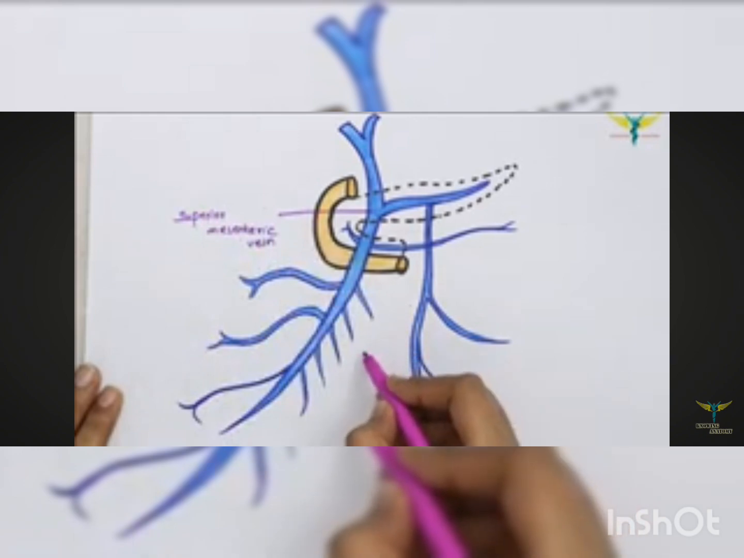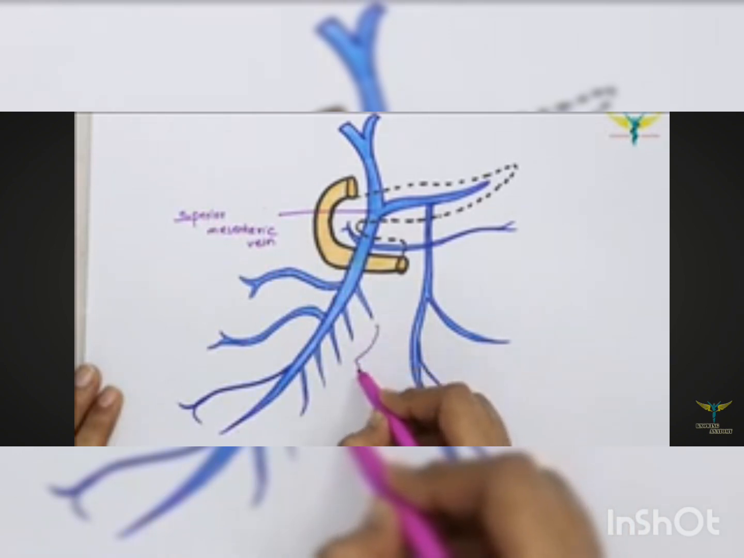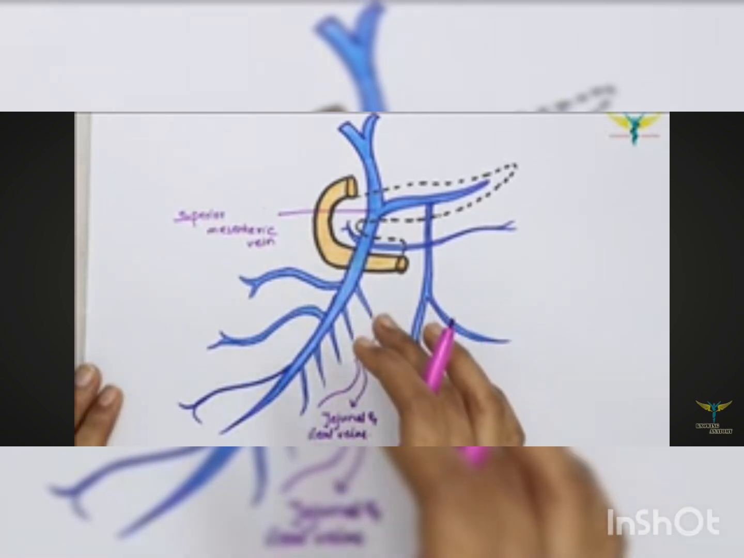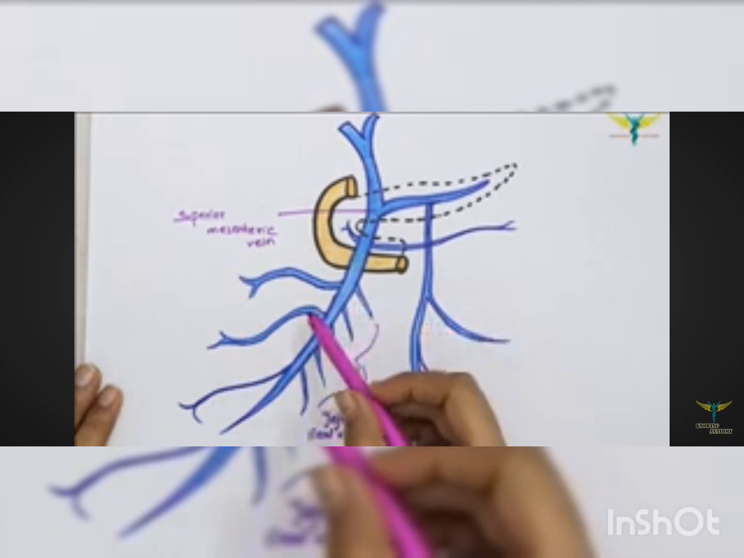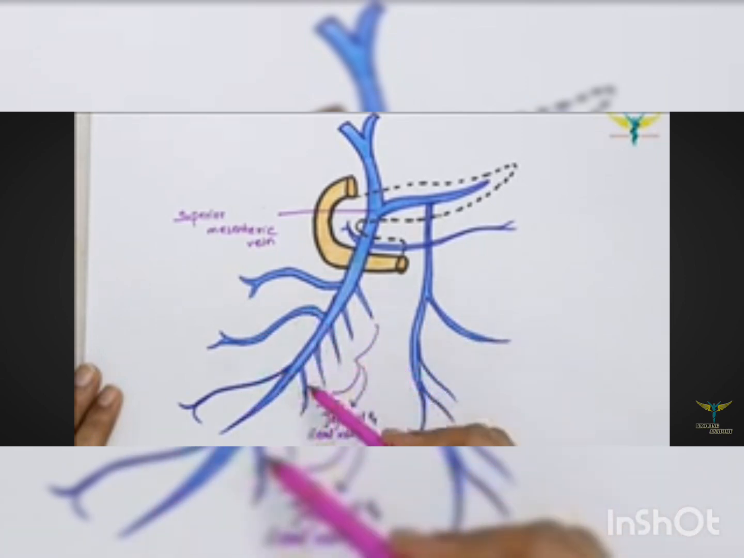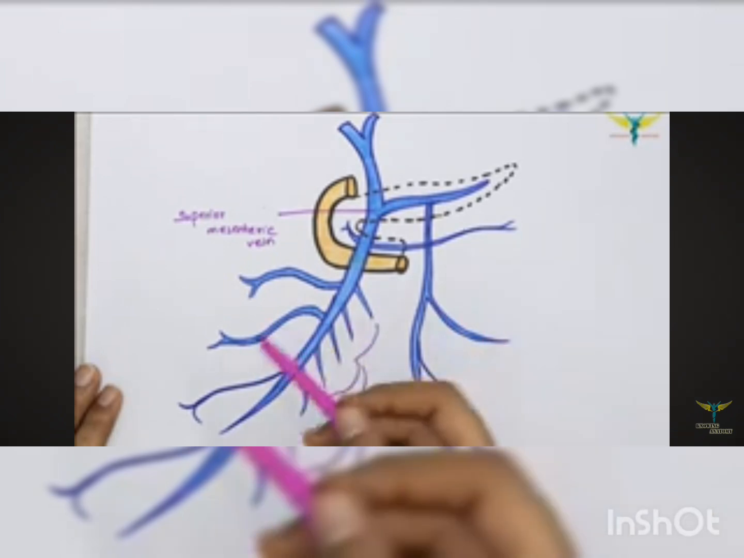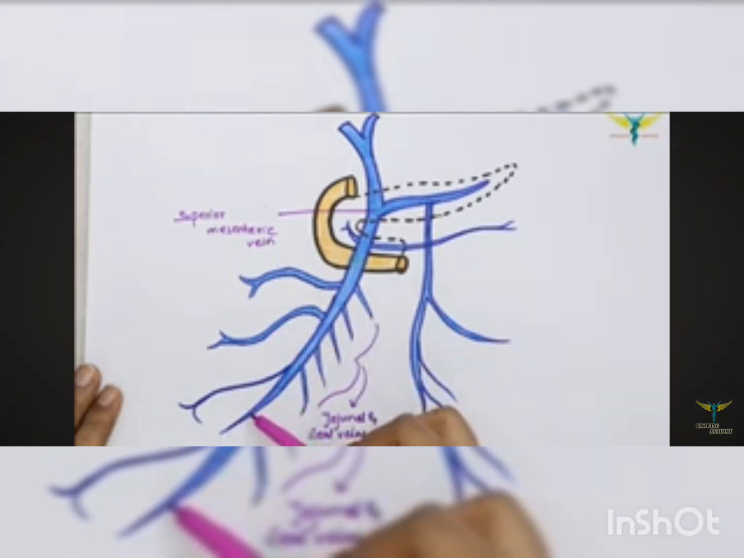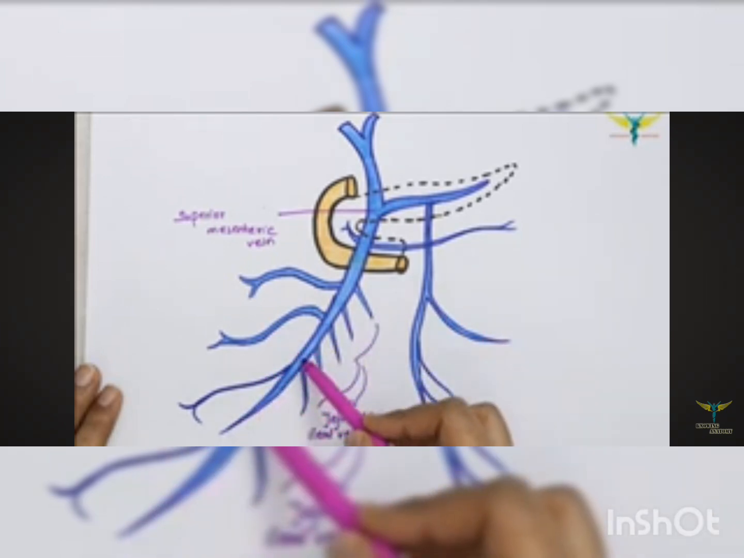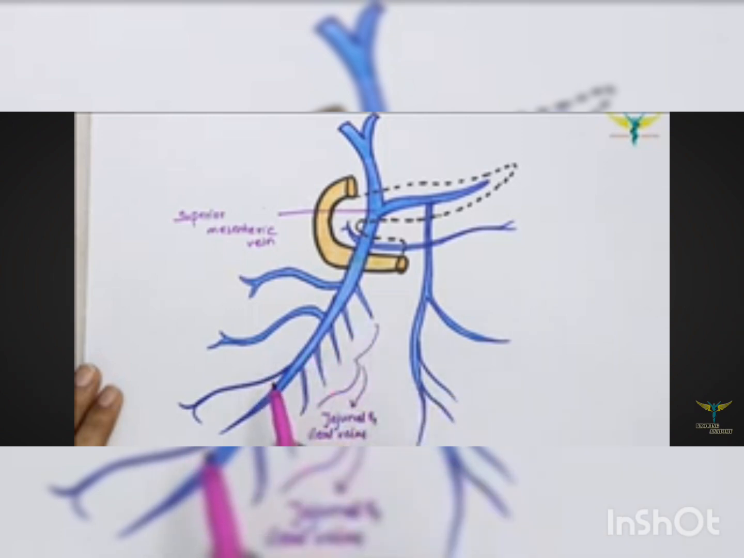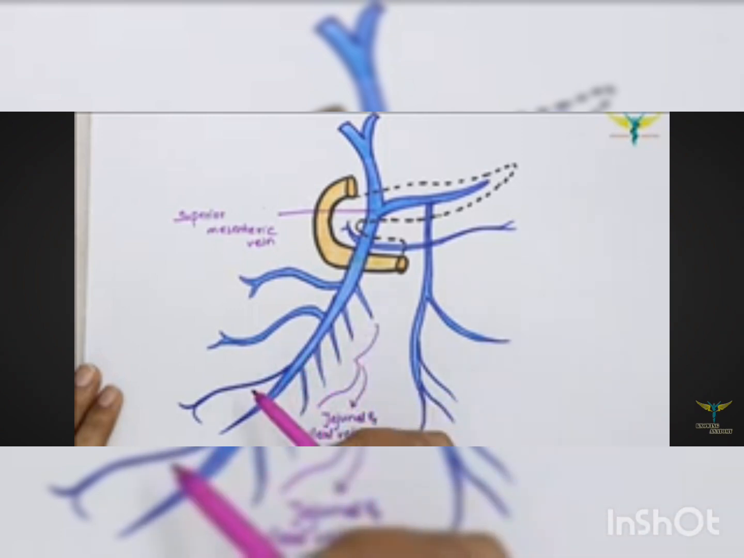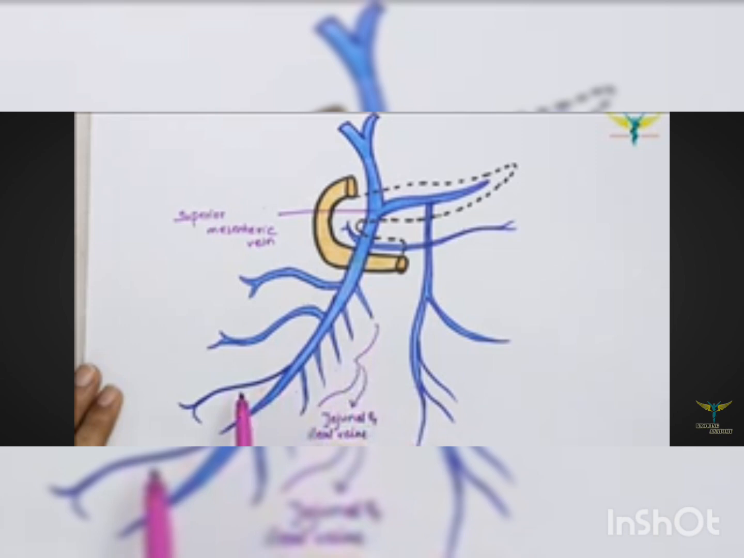These are the small jejunal and ileal veins. So it is formed in the right iliac fossa by the union of the small veins that emerge from the ileocecal region. It runs upwards and accompanies the superior mesenteric artery. For a video on the superior mesenteric artery, you can click on the I button. And this vein lies at the right side of the artery.